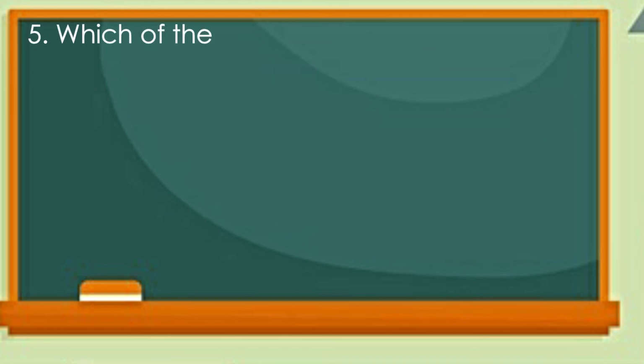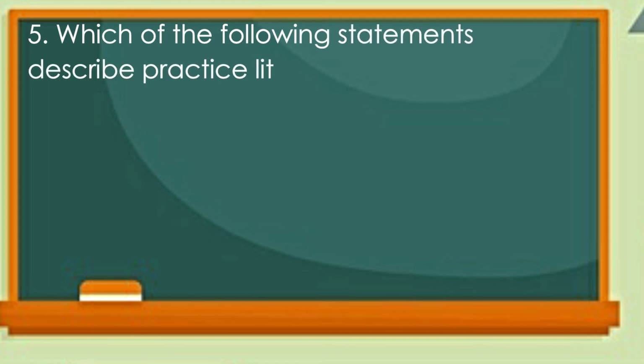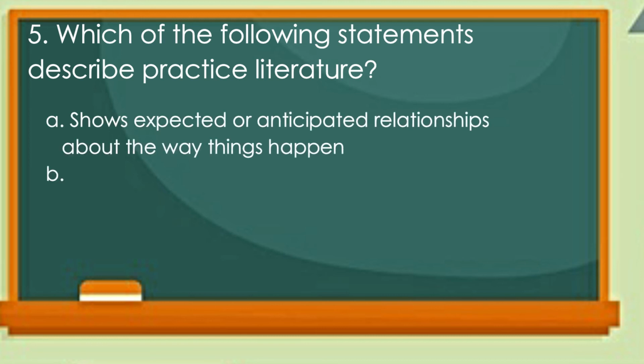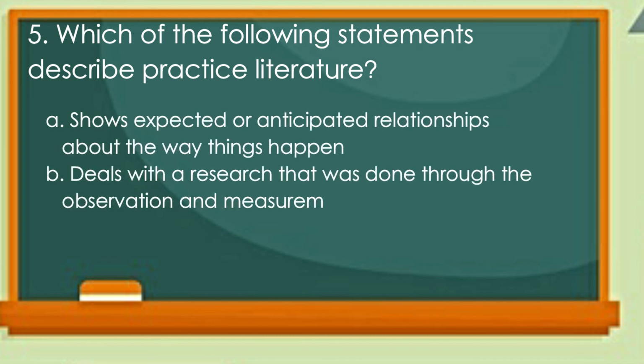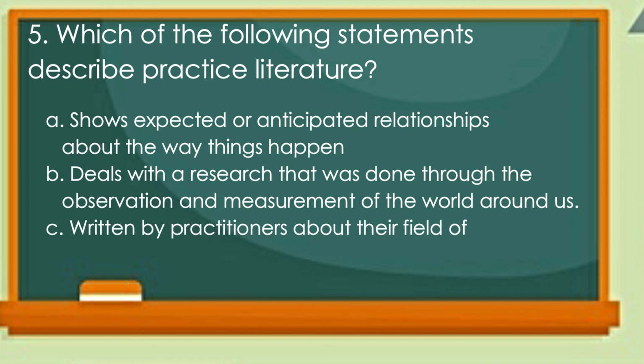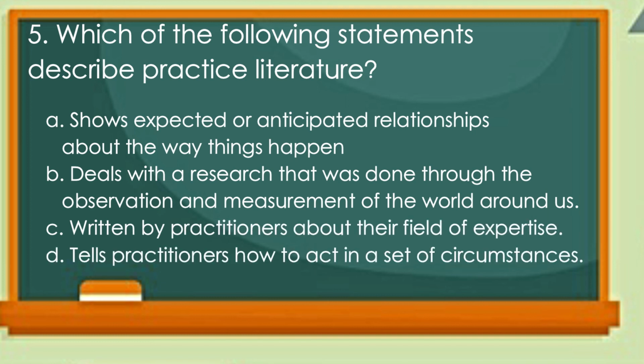Number 5. Which of the following statements describe practice literature? A. Shows expected or anticipated relationships about the way things happen. B. Deals with the research that was done through the observation and measurement of the world around us. C. Written by practitioners about their field of expertise. And D. Tells practitioners how to act in a set of circumstances.